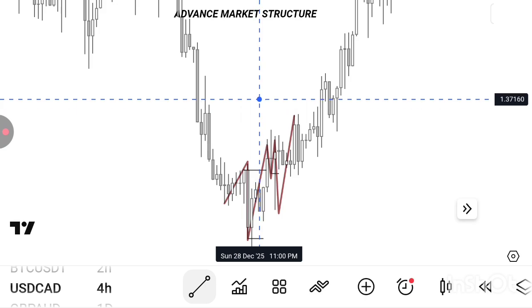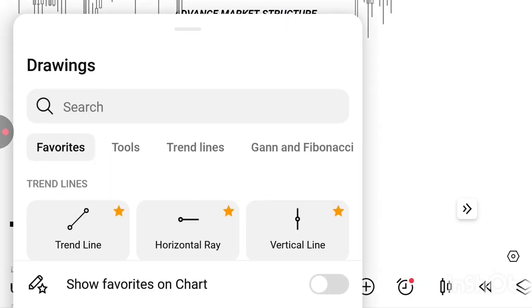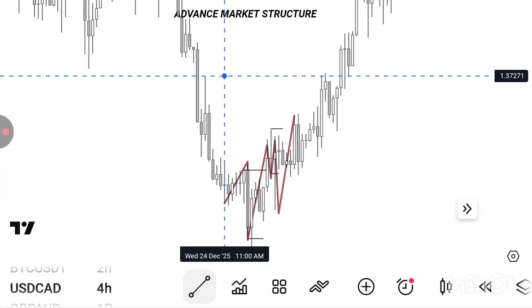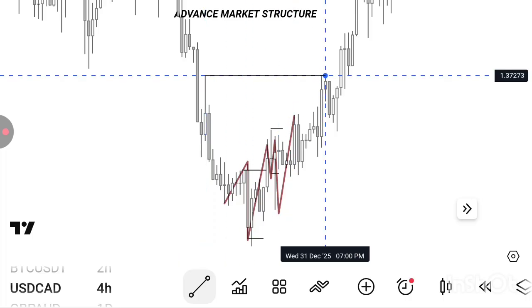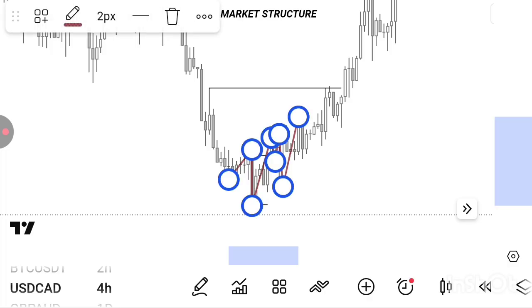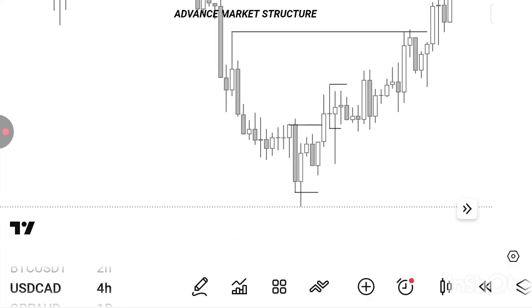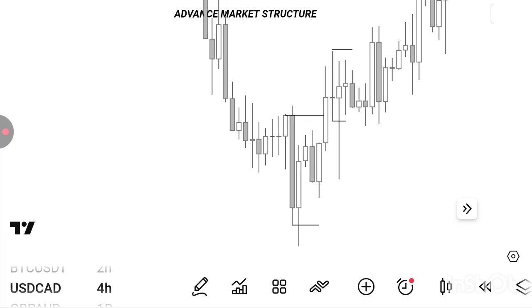Then price went on to take out this external liquidity, right? Not just that particular level, but this other level also acting as external liquidity. You could see how price took all those levels out, right? So advanced market structure, this thing is as simple as ABC.